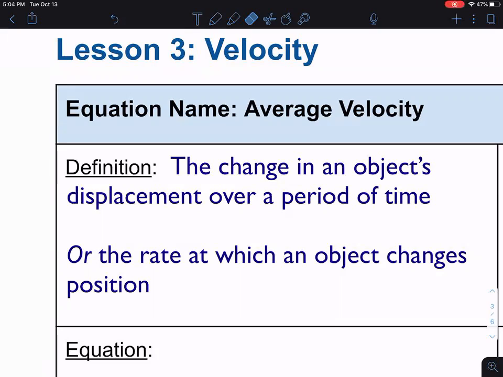Hello, scientists. Today we're going to talk about velocity, specifically average velocity. Average velocity is the change in an object's displacement or its position over a period of time. Another way to say this is that it's the rate at which an object changes position. So we're thinking about objects that are in motion, and we might ask how fast they're moving.